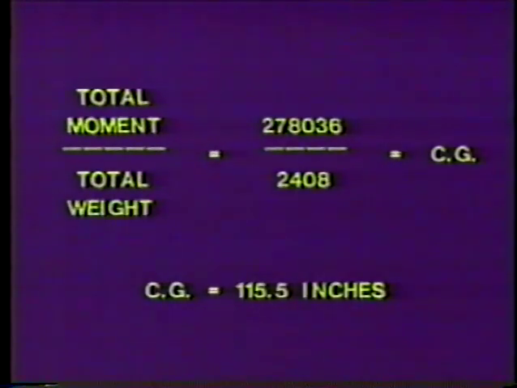Divide 278,036 by 2,408 and get 115.5 inches from the datum. This is within the forward center of gravity limit of 114.5 inches and the aft limit of 118.3 inches, so our airplane is safely loaded.